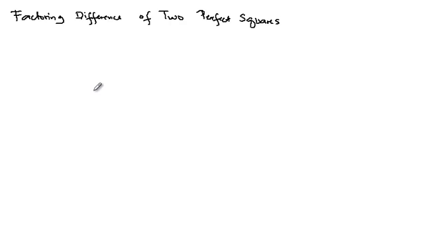Welcome back, and here we have another method in which we have now factoring difference of two perfect squares. Let me give you an example. I think we know this. For example, you have here x squared minus y squared. Meaning this is what? Difference of two perfect squares.